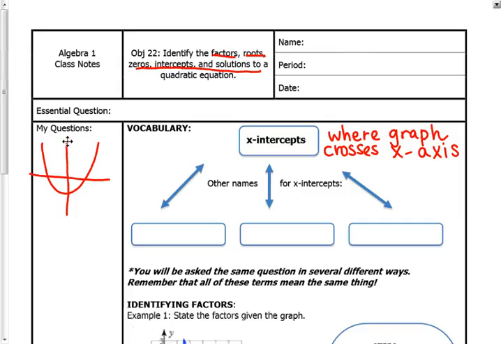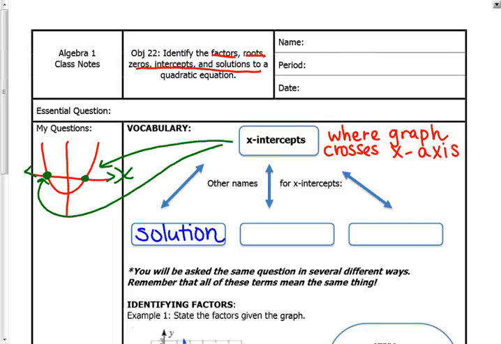So on your graphs, remember the x-axis is the horizontal one, right? So this parabola crosses this graph in two spots, here and here. So these are actually called x-intercepts. We've got two x-intercepts there. Now x-intercepts actually has three other names. Okay, so if I'm talking about an x-intercept, I'm talking about where the graph touches the x-axis. Another name would be something like the solution.